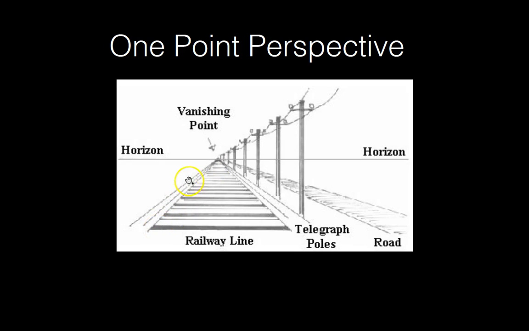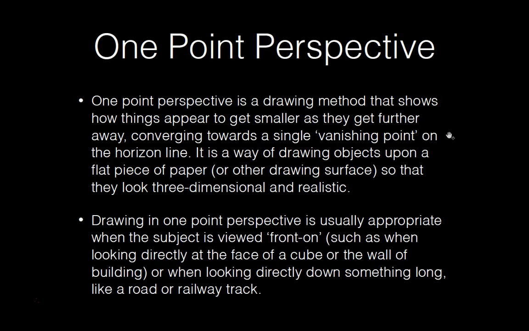Images that show good perspective have these strong lined elements. You need to give us that clue. Well, an image may be in 1 or 2-point perspective, but if it doesn't have those lines, it's going to be difficult for you to use. So 1-point perspective is a drawing method that shows how things get smaller as they get further away, converging towards a single vanishing point on the horizon line. It's a great way of drawing objects upon a flat sheet of paper that gives the look of 3D and realistic depth.